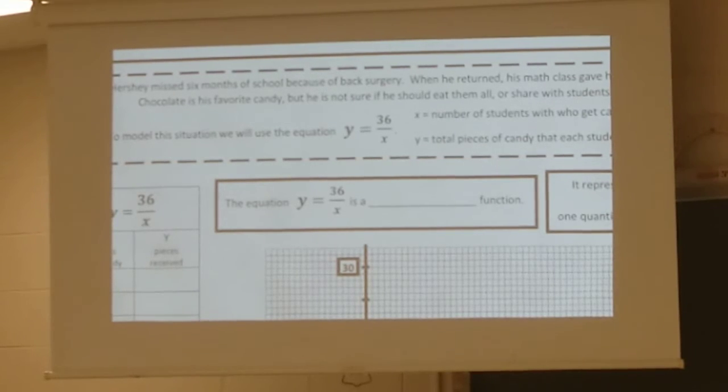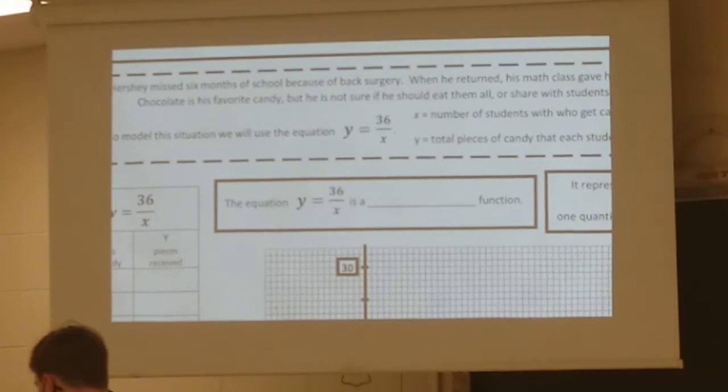So we have this fellow named Hershey, kind of fitting that would be his name. Now, he missed school for 6 months, but when he returned, his math class wanted to give him a present. They gave him 36 chocolates. Okay, so he's got 36 chocolates, and he's basically trying to figure out, do I want to eat them all, or do I want to share them? And of course, what's going to happen in those scenarios? This can actually be modeled with this very simple but realistic equation.